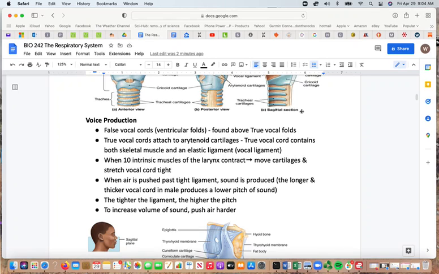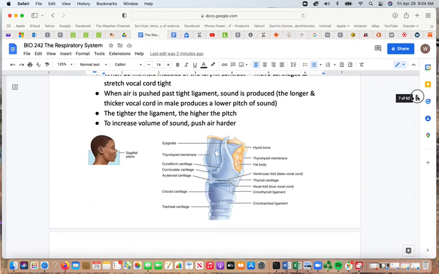The vocal cords are longer and thicker in males to produce a lower pitch of sound. So the tighter the ligament, the higher the pitch. If you want a louder sound, you just have to push the air harder. So again, this is another view of where all of these cartilages are in the throat on a sagittal plane.